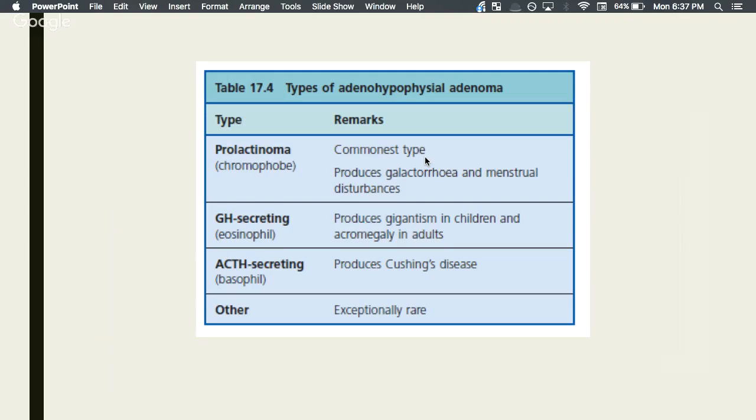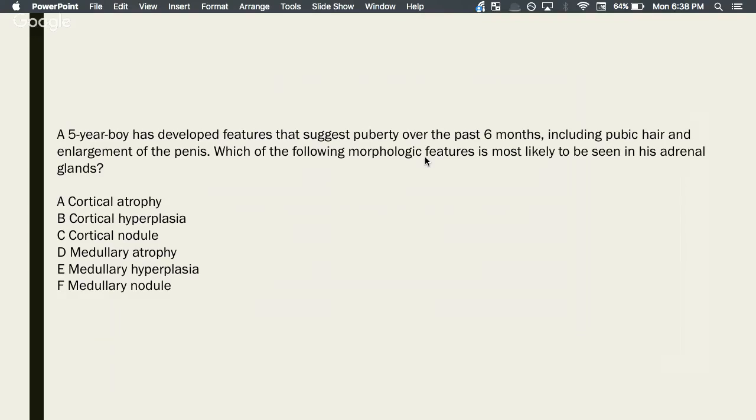Okay, so in terms of the types of adenomas, the most common type is a prolactinoma. That causes galactorrhea and menstrual disturbances, and therefore infertility. Just because of the menstrual disturbances, you get infertility. GH secreting, so acromegaly and gigantism. ACTH, so Cushing's disease. Any others are pretty rare, so those are pretty much the three that you need to know.